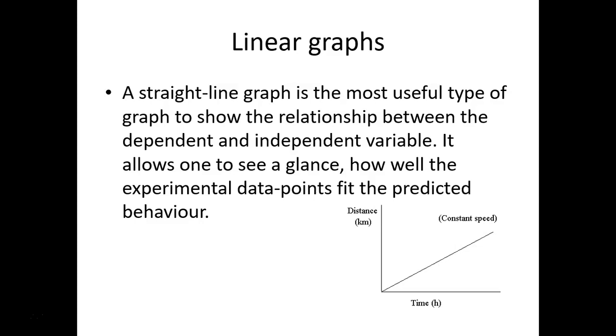Now, two types of graphs. The first one we have is a straight line, which is the most useful, and that is what we call a linear graph, right? It allows at one glance to tell how the experimental data points fit the predicted behavior, right? And so we take a look here, we've got distance versus time, and so we're just constantly moving the same distance over the same unit of time. Call that a linear graph.